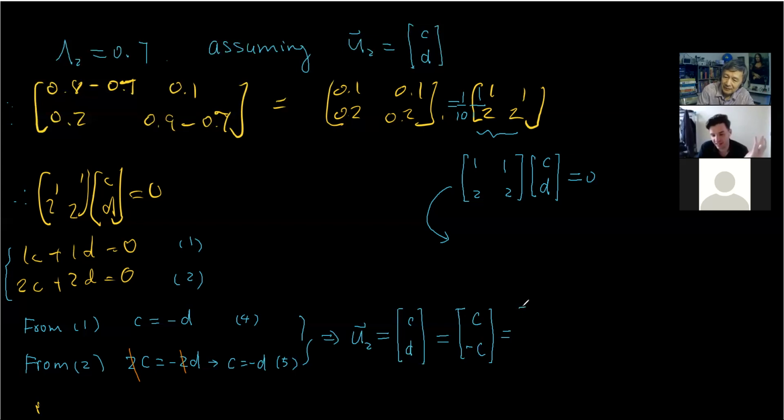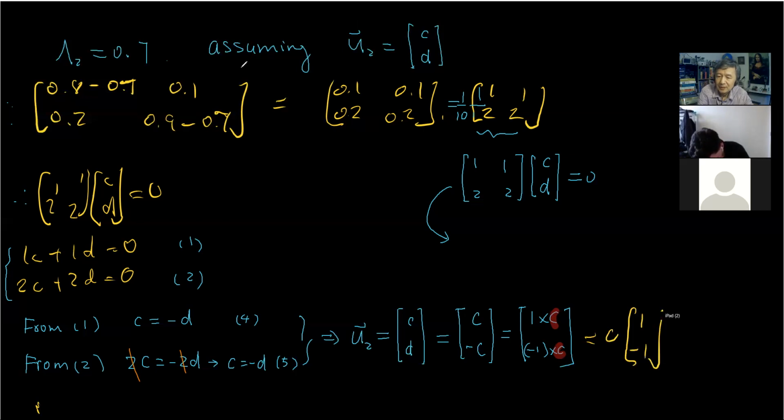Can we write it as 1 multiplied by C, and negative 1 multiplied by C? Can you see the cofactor now? C is the cofactor. So what can you do with cofactors? You can take them outside. So it's going to be C times (1, -1). You have done it. That's the second eigenvector. That's important progress.